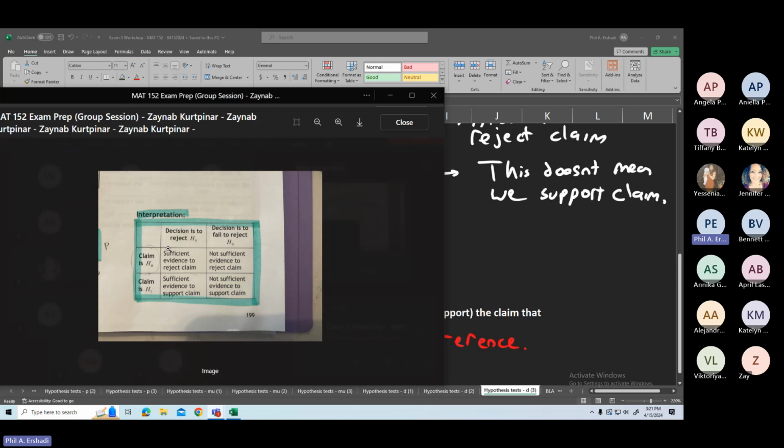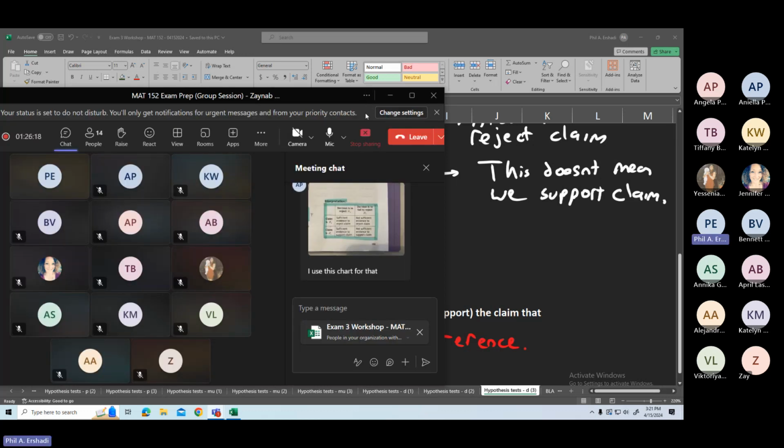Yeah, this chart's fine. So just based on what the claim is, you can, yeah. That chart's okay. You can use mine too. They both say the same thing.